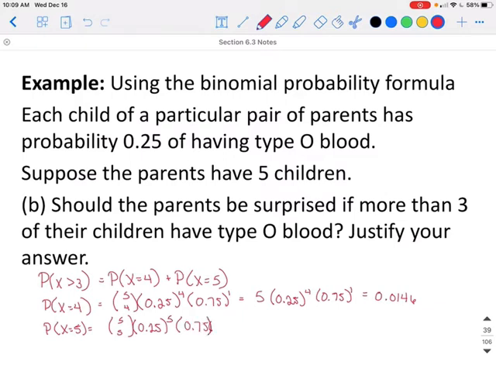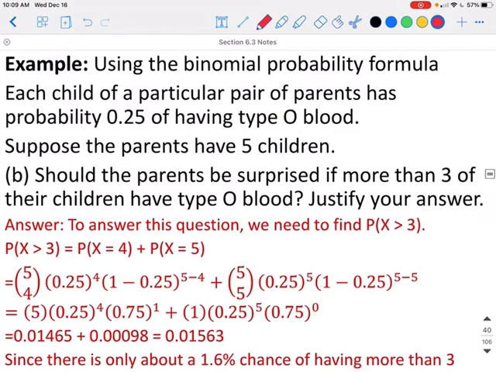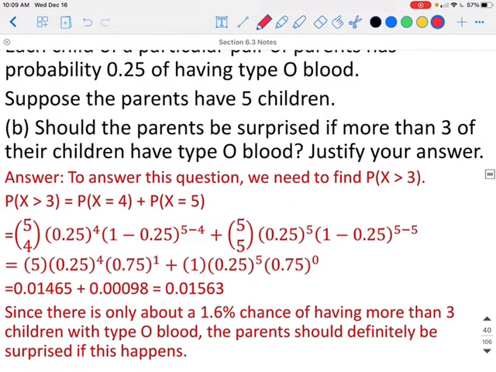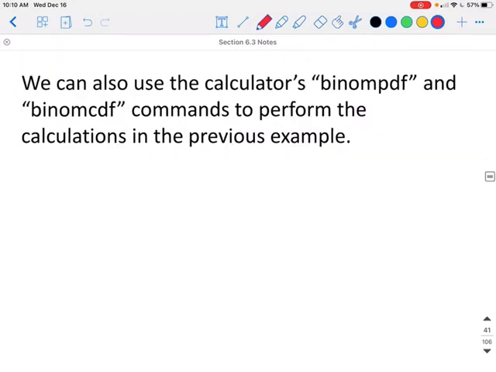If we find the probability that all 5 of them are, so 5 choose 5, there is only one way all 5 of them can have type O blood, because all 5 of them have type O blood. So we would just do 1 times 0.25 to the 5th power, and anything raised to the 0 power is just 1, so we can just do 1 times 0.25 raised to that 5th power, and you are going to get 0.000976. So if we add those two probabilities together, we're going to get about 0.01563, or there's only about a 1.6% chance that more than 3 of their children will have type O blood. So the parents should definitely be surprised if this happens.